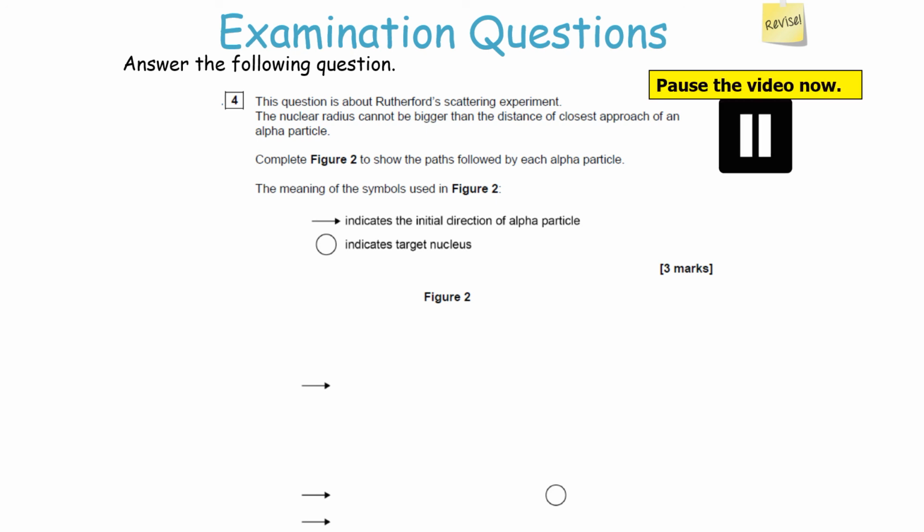So this question is about the Rutherford scattering experiment. The nuclear radius cannot be bigger than the distance of closest approach of an alpha particle. Complete figure 2 to show the paths followed by each alpha particle. So pause the video now, and then unpause the video when you want to go through the answer.